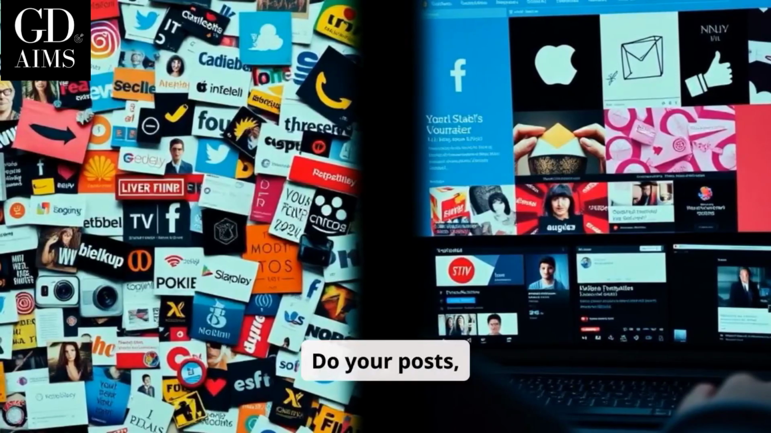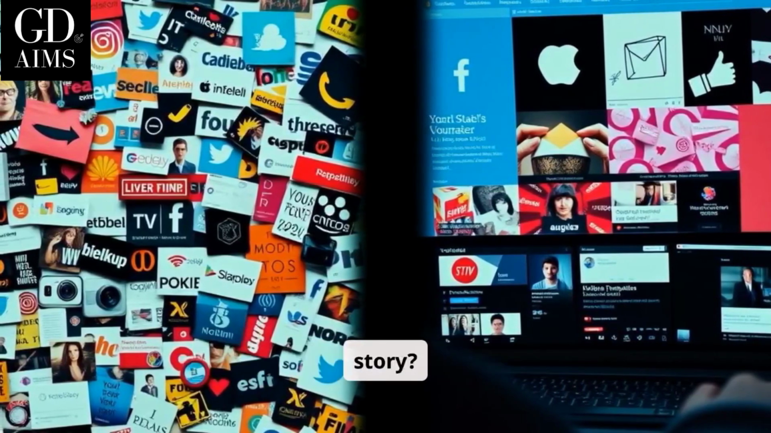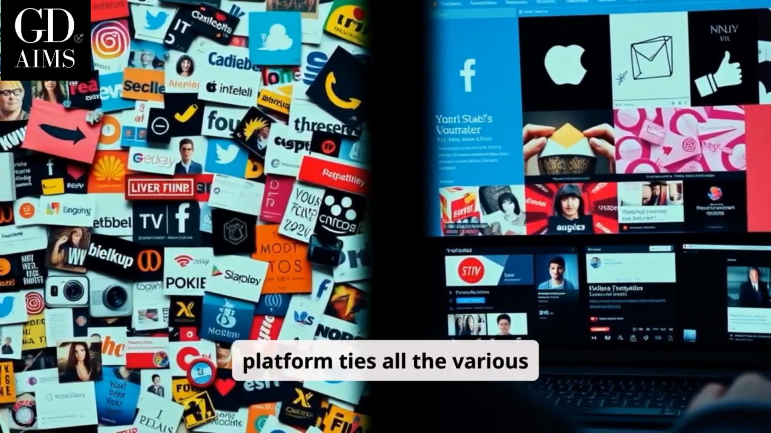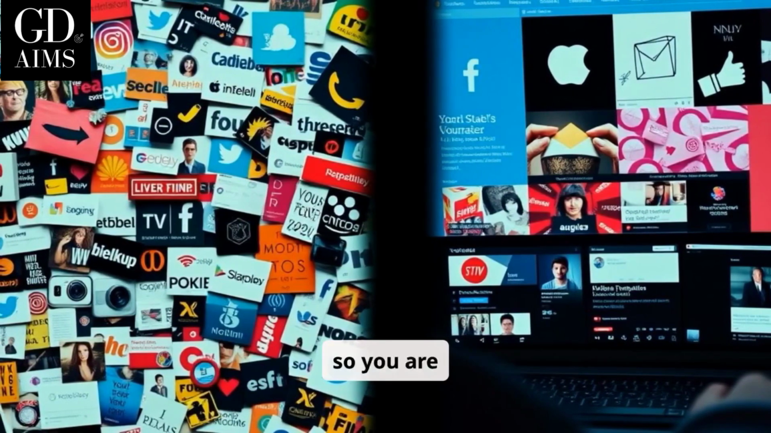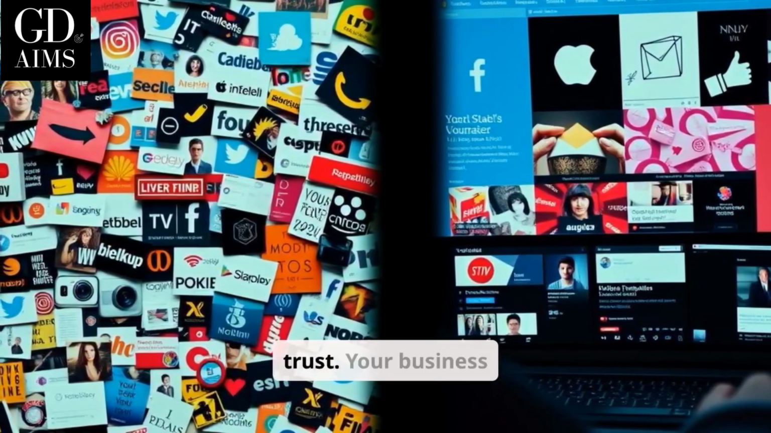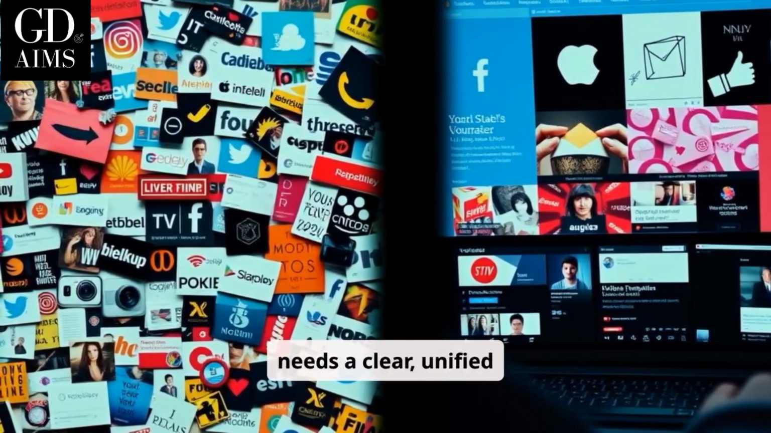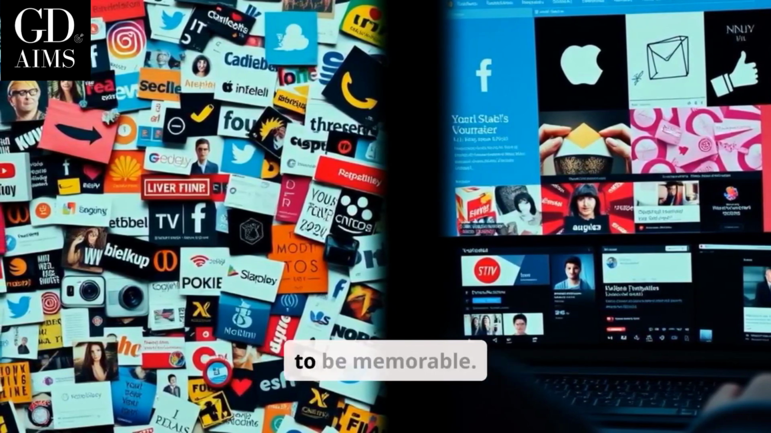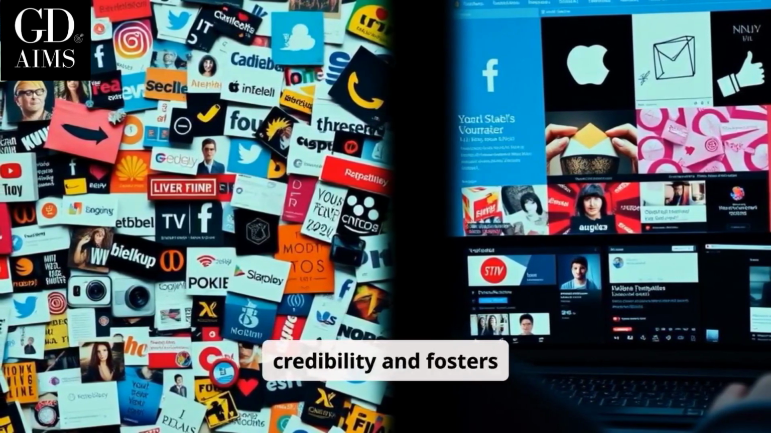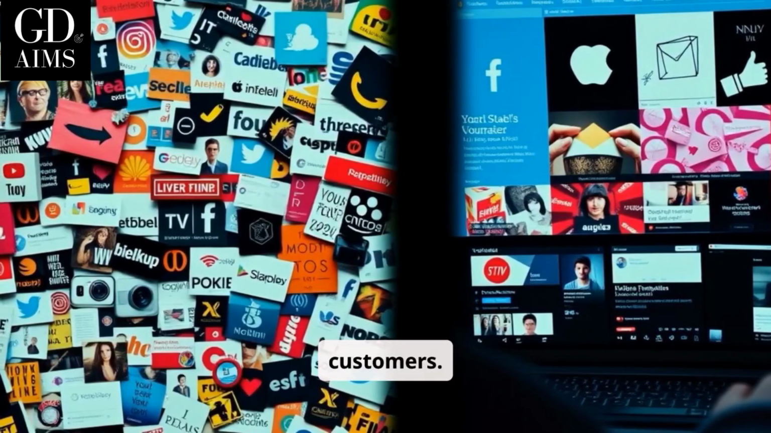Do your posts, website, and branding tell the same story? GD Aim's AI marketing platform ties all the various strands of your business together so you are congruent. Inconsistencies confuse your audience and erode trust. Your business needs a clear, unified voice across all platforms to be memorable. Consistency builds credibility and fosters stronger emotional connections with your customers.